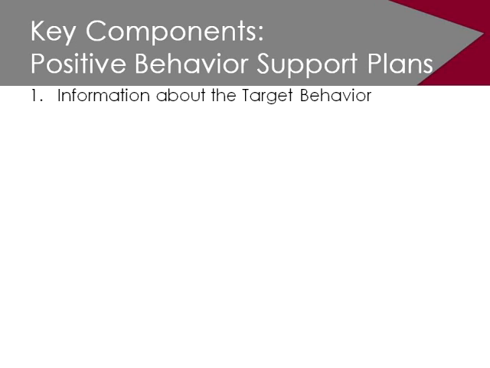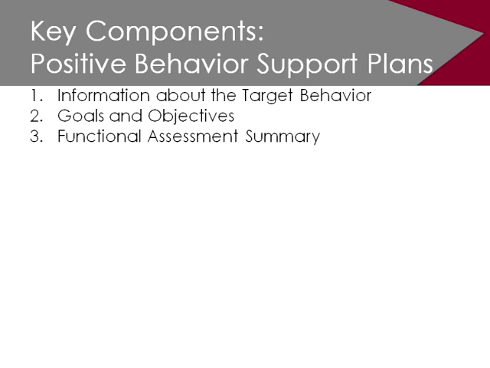The first section is just general information about the target behavior. You need to provide goals and objectives of how you're going to address those target behaviors and your replacement behavior. You need to provide a functional assessment summary. This is basically a summary of what information and data you gathered from the functional assessment. It helps tie your functional assessment to your behavior support plan.